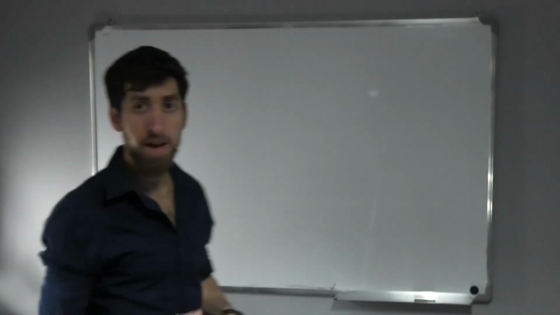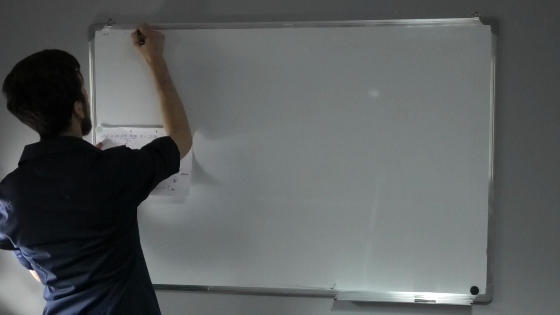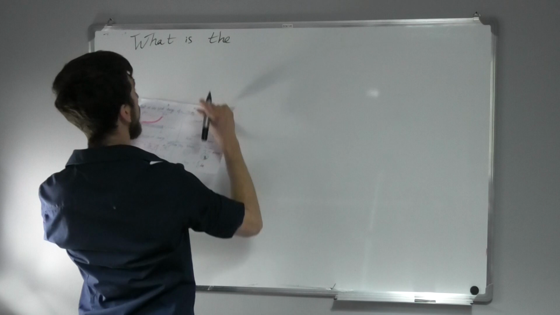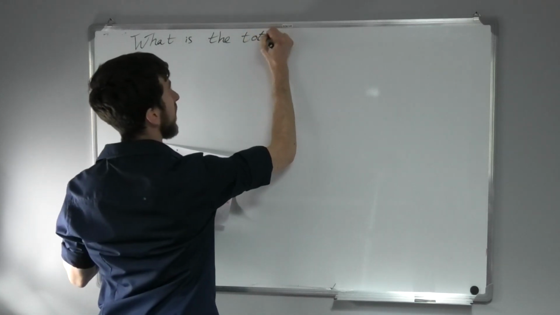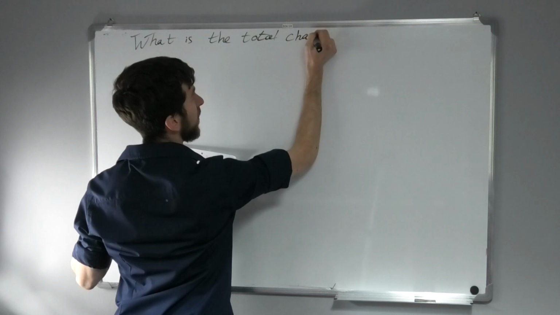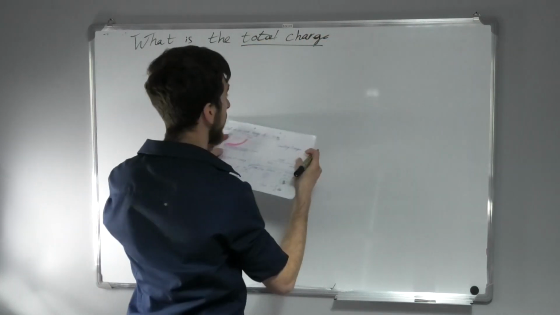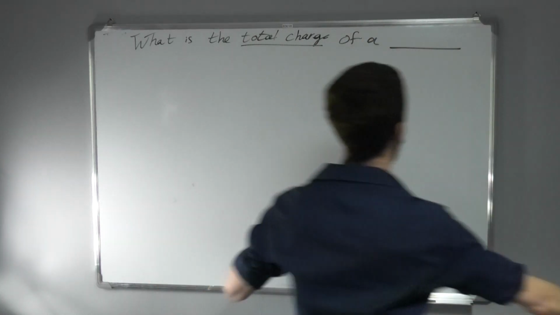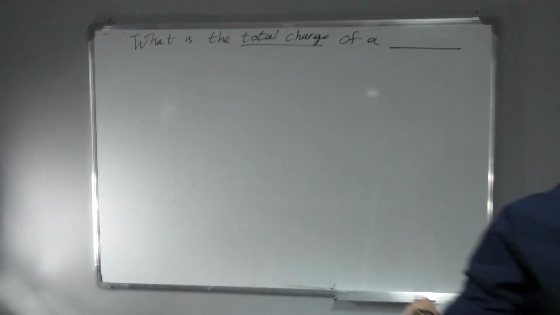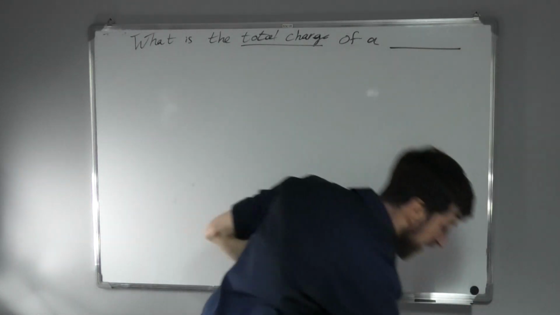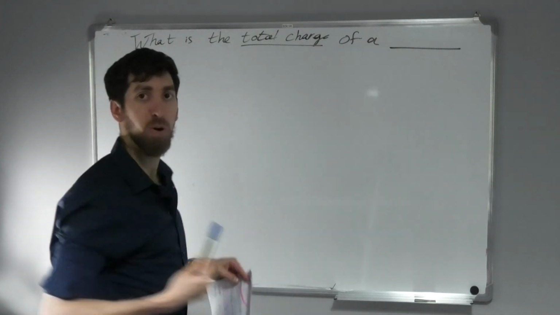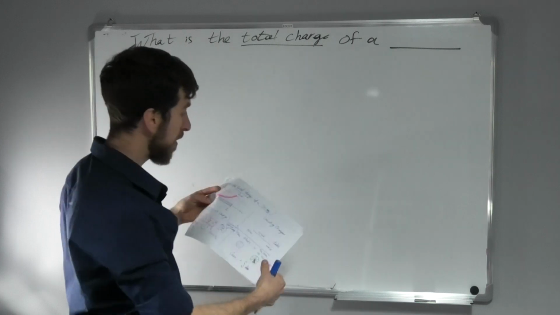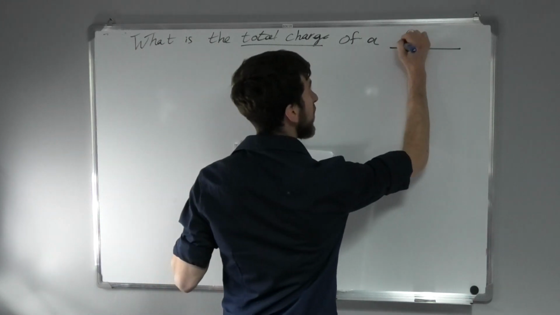So the first question that we have is what is the total charge, which we're going to talk soon about, what is the total charge of A. And the reason I do here a dash, a blank line, is because I want each time to put a different thing here, and we're going to understand how to deal with this specific shape and find what is the total charge. But in the first example, it's going to be a string.